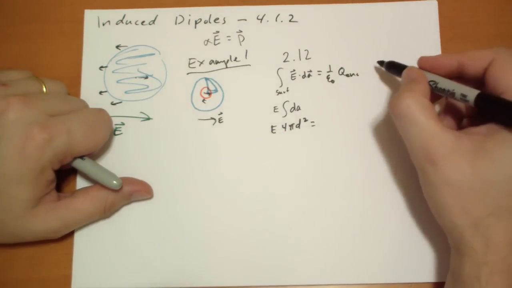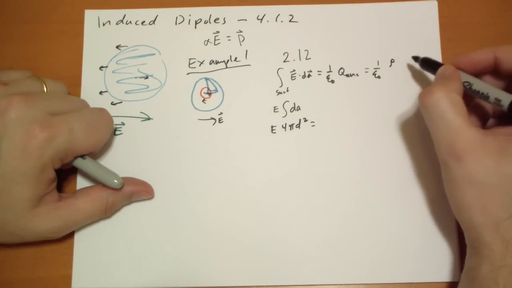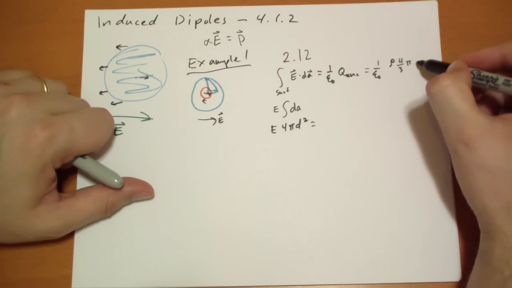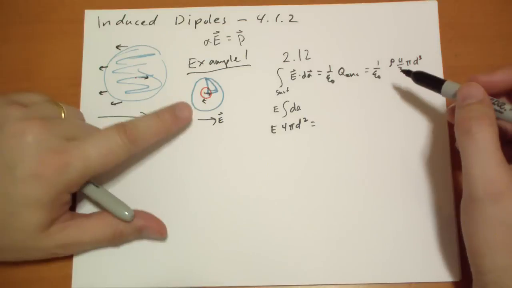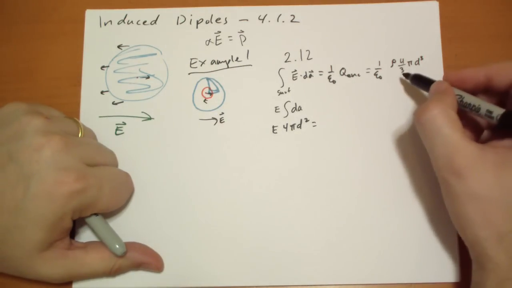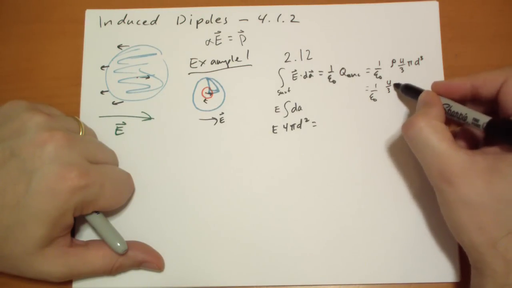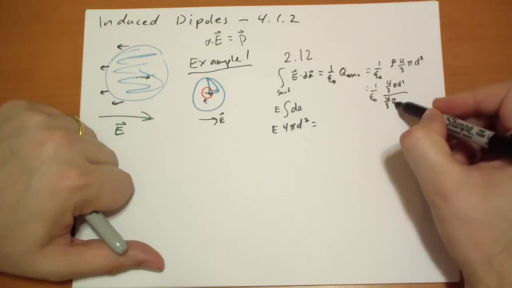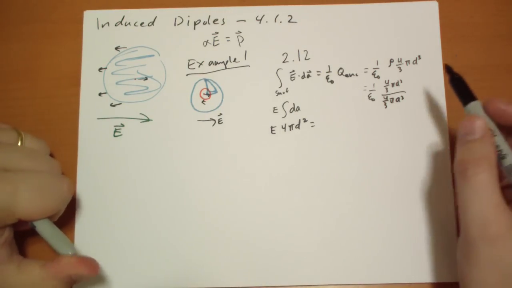Well, how much charge is enclosed? That's going to be equal to the charge density, rho, times the volume. What's the volume? 4 thirds pi d cubed. Well, what's the charge density? That's the total charge, q, divided by the volume of the sphere. So we get 1 over epsilon naught, 4 thirds pi d cubed, divided by 4 thirds pi a cubed. a is the radius of the atom.